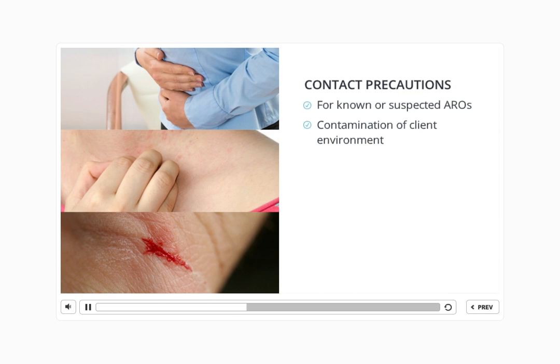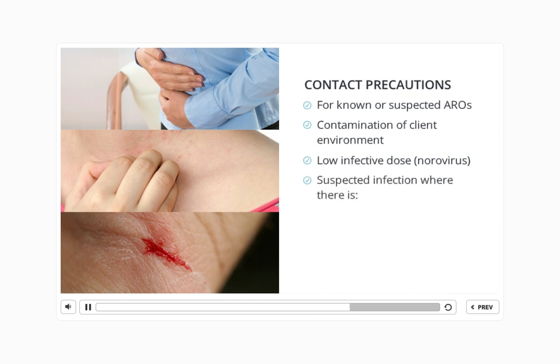This may happen with someone who is cognitively impaired, has diarrhea, and is incontinent. In other circumstances, the microorganisms may have a low infective dose. In other words, it only requires a very small number of microorganisms to cause a problem, such as norovirus. In this case, or where we do not know but suspect infection, such as with acute diarrhea, skin rash, and drainage from wounds, we would use additional contact precautions.